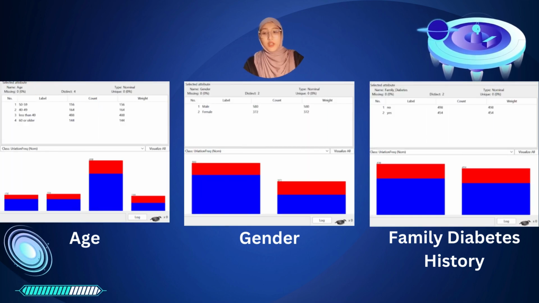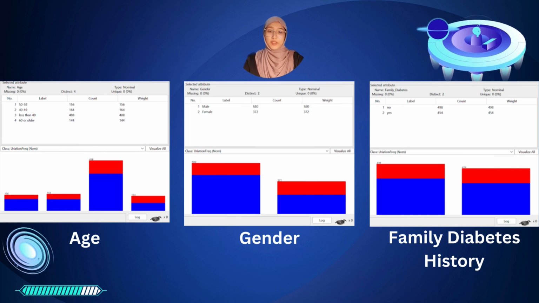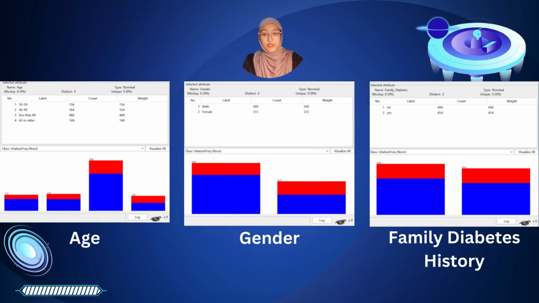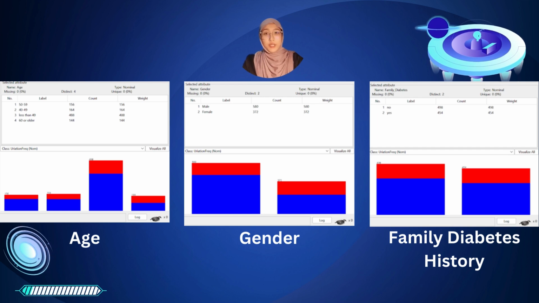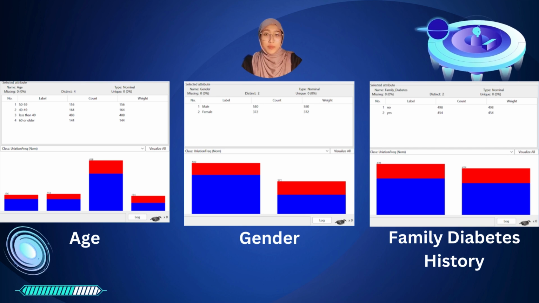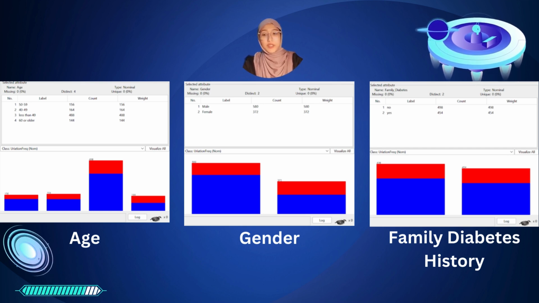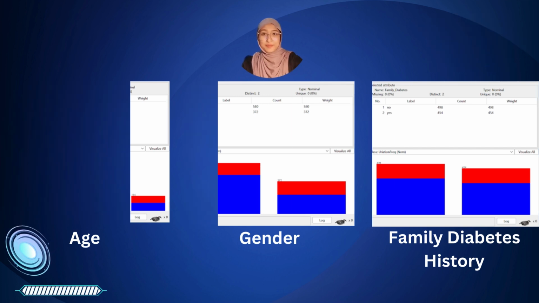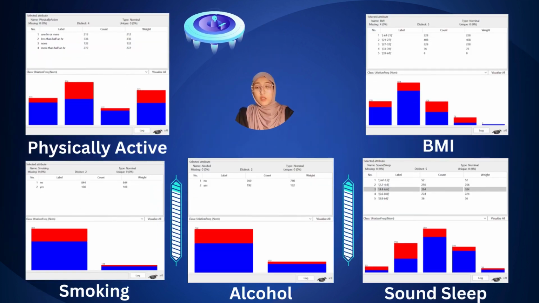First, I will talk about age. Higher age groups have increased diabetes cases, indicating age as a significant risk factor. Gender-wise, there are slightly more cases in males than females. A strong correlation exists between family diabetes history and the presence of diabetes, highlighting the genetic influence. Next, lower physical activity levels correlate with higher diabetes cases, emphasizing the importance of an active lifestyle. Higher BMI values show a strong link to diabetes, underlining the role of body weight management.